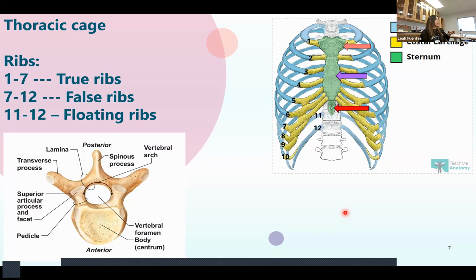Again, attachment point. Let's see, we have our superior articular process up here. We also have an inferior articular process. I don't know if I'll have a thoracic vertebrae in here. Yes, we do. So superior articular process and facet, inferior. And then a lot of students get confused with the lamina and pedicle. So lamina is going to be this part here, near the spinous process. The pedicle is around the superior articular process.